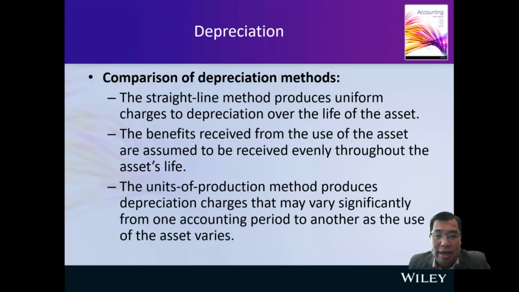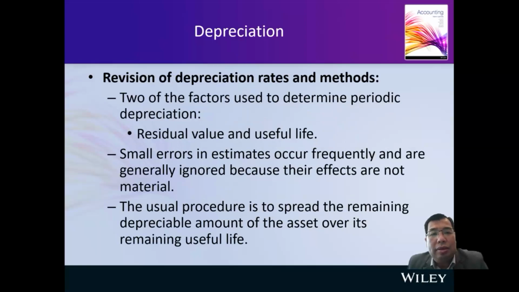throughout the asset's life. Whereas under the unit of production method, we provide depreciation based on the usage, not based on time. So it varies from one accounting period to another based on the number of hours or usage of the assets. So from time to time, sometimes we need to revise our depreciation rate and methods.